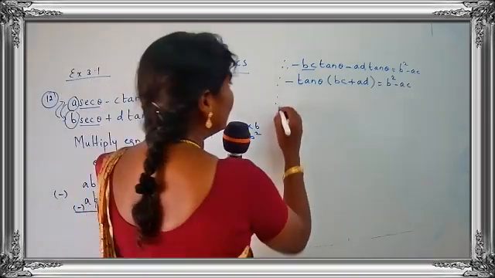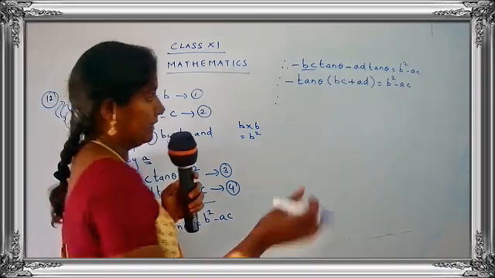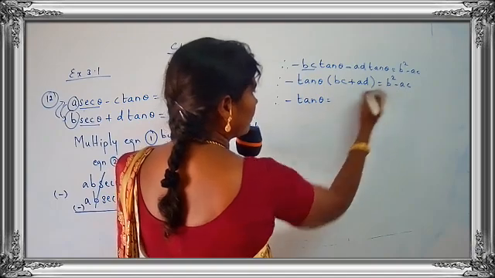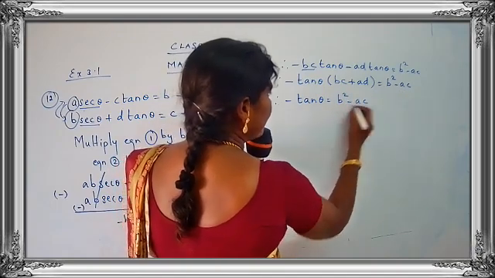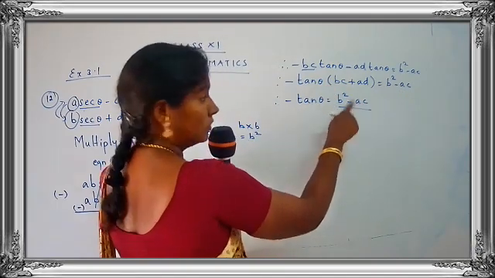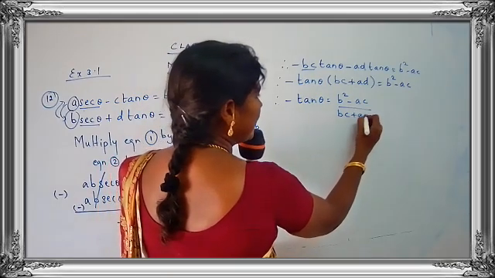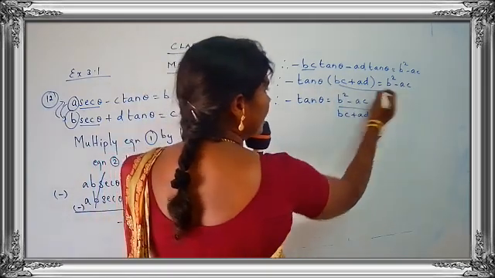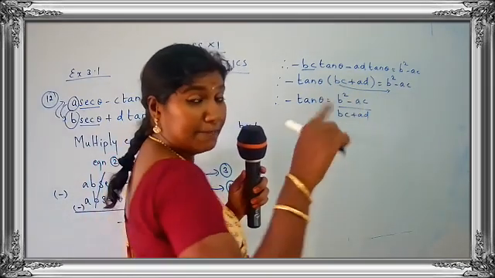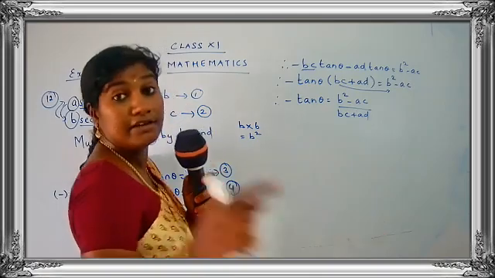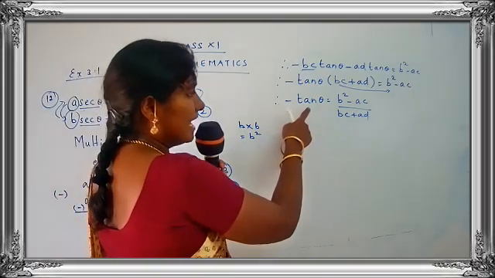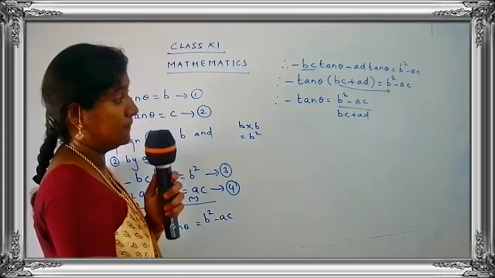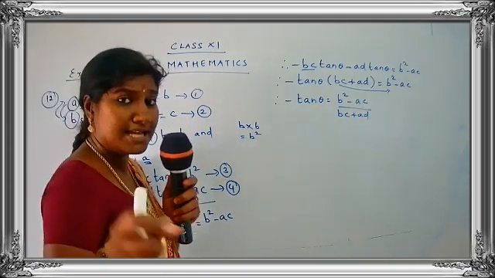Okay. Now, let me write the answer in terms of tan theta. So, minus tan theta is equal to B square minus AC upon, this will go down. This is BC plus AD. Here, very simple thing, this part goes to the RHS. BC plus AD is in the form of multiplication. So, when it goes to the RHS side, it will turn into division. So, minus tan theta is equal to B square minus AC upon BC plus AD. I don't want a minus sign with tan theta.